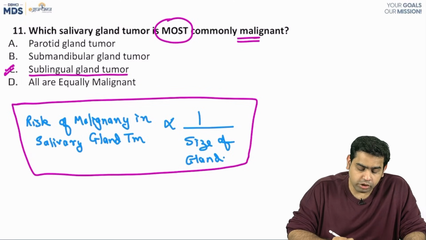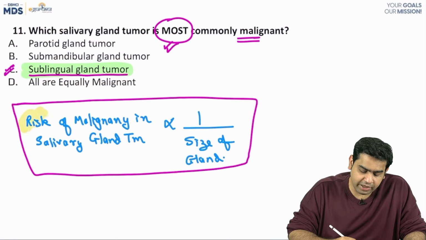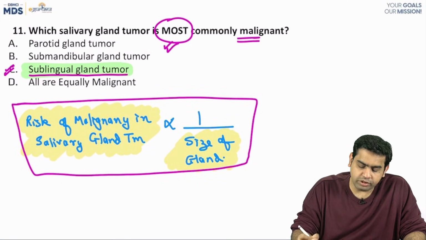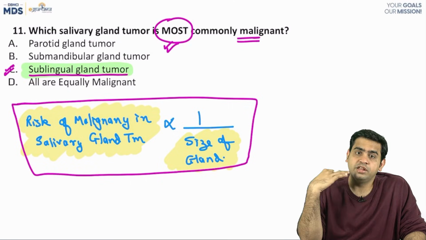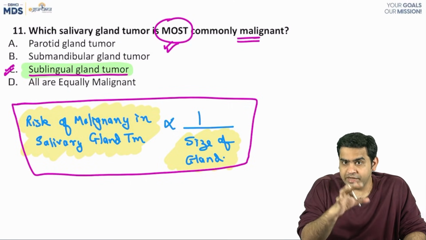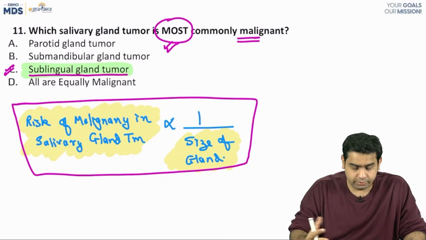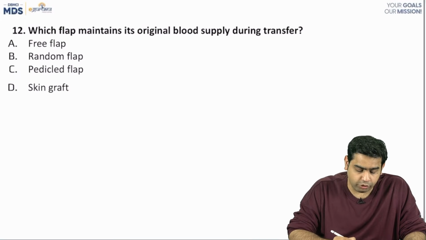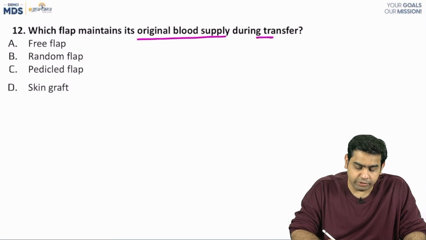Are you understanding? So which salivary gland tumor is most commonly malignant? The answer is sublingual gland. Okay, so the basic dictum says that the risk of malignancy in the salivary gland tumor is inversely proportional to the size of the gland. Smaller the gland, the more is the risk of malignancy in that particular gland. Okay, that's fine. Now, which flap maintains its original blood supply during the transfer?